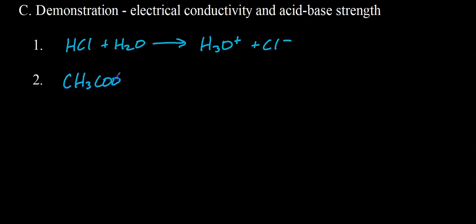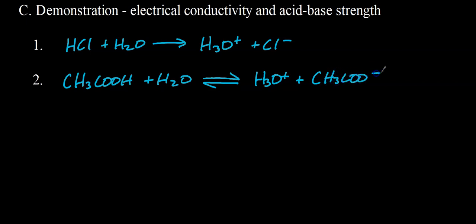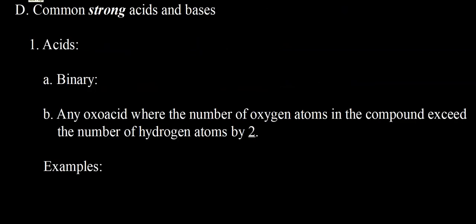I'll write a similar equation for acetic acid, again showing the water in the equation. It is not a strong acid, and so we're going to write the equation with this double arrow equilibrium equation. Again, we get not H plus, but H3O plus, along with acetate ions. All right, so you might be thinking, okay, how do we know if an acid or base is strong or weak? Well, pretty simple. You memorize all of the strong acids and all of the strong bases.